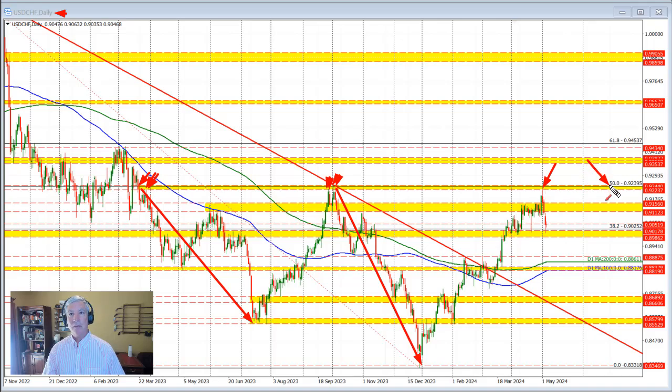Note also that the 50% midpoint of the move down from somewhere in 2022, the low price that we saw in 2023, also stalled the rally at 0.9239. So there's a number of different reasons why the sellers should lean in this area right through here. And indeed they did, and the price moved to the downside.